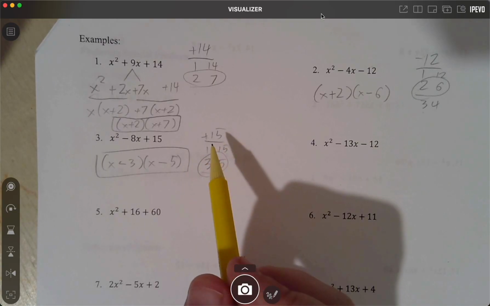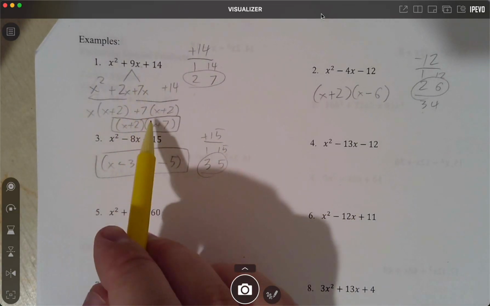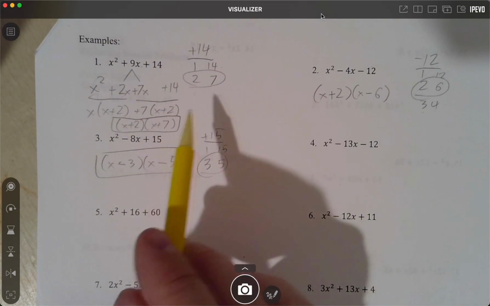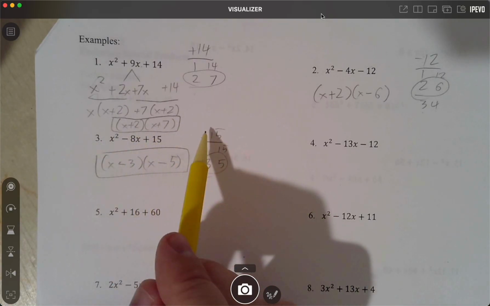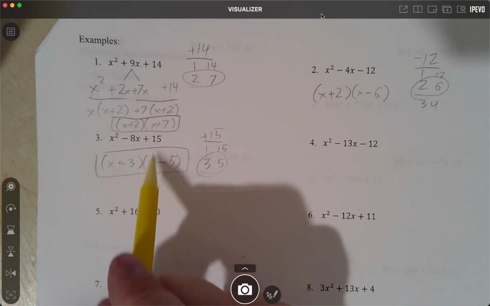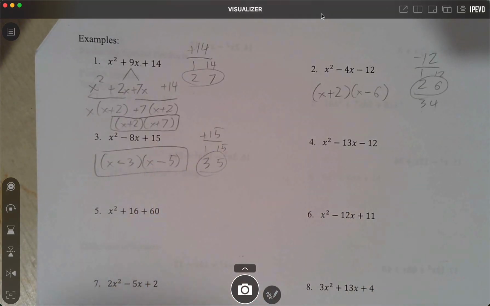And that's the last time I'll say, if it's positive at the end, or maybe not positive at the end, but if your multiplication ends up having a positive, then they both will be the same sign. Look at that. So there you go. All right, let's go quicker.